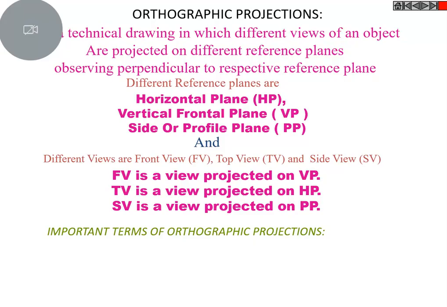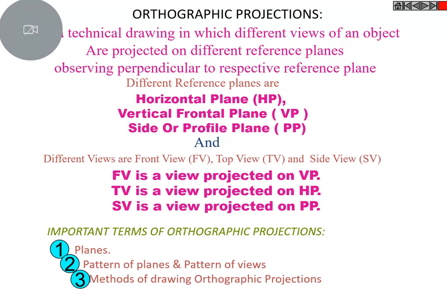The views you obtain in the horizontal, vertical and profile planes are: the front view is projected on the vertical plane, the top view is projected on the horizontal plane, and the side view is projected on the profile plane. Like this, these three planes are used to show three different views. The terms used in orthographic projection are planes, patterns of planes, patterns of view, and methods of drawing orthographic projection.